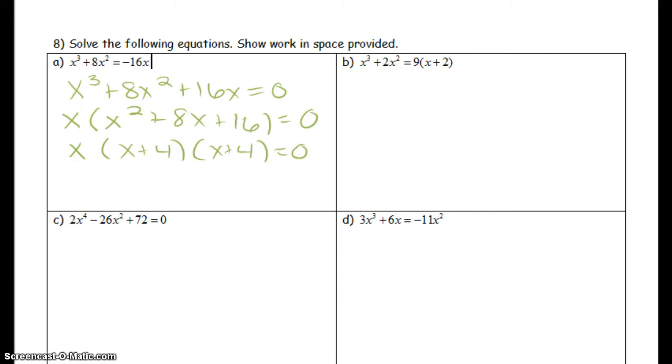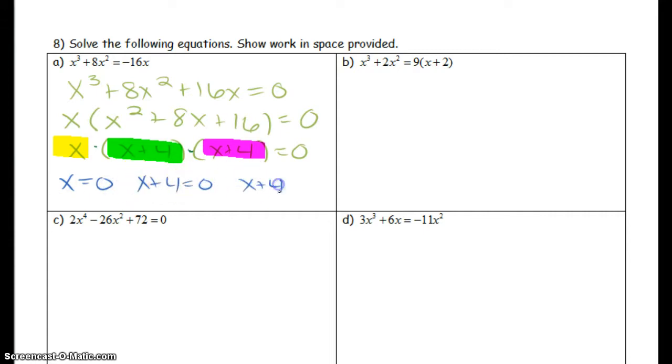Now I use my zero product property, which says if I have 3 things that are multiplied to equal 0, then one of these things, or many of them, will have to equal 0. So I'm going to set each of these factors equal to 0. The x, the x plus 4, and the other x plus 4. So I have x is equal to 0, x plus 4 is equal to 0, and x plus 4 is equal to 0. Now this is the same thing, so there's no need to write that twice. So I have 2 solutions here, 0 and -4.